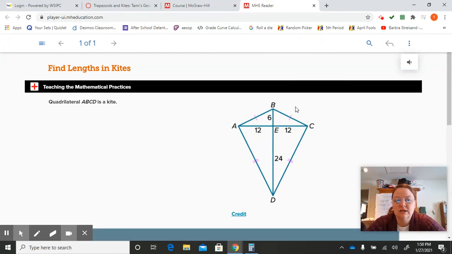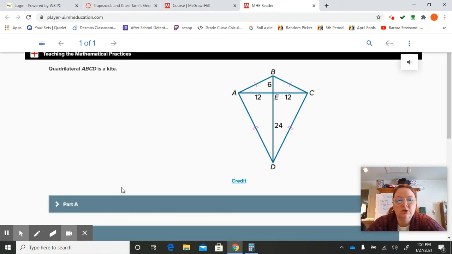The last example for this lesson, we're going to look at the properties of kites to find some missing lengths. So here we have our quadrilateral ABCD. It is a kite. They're telling us that it's a kite.